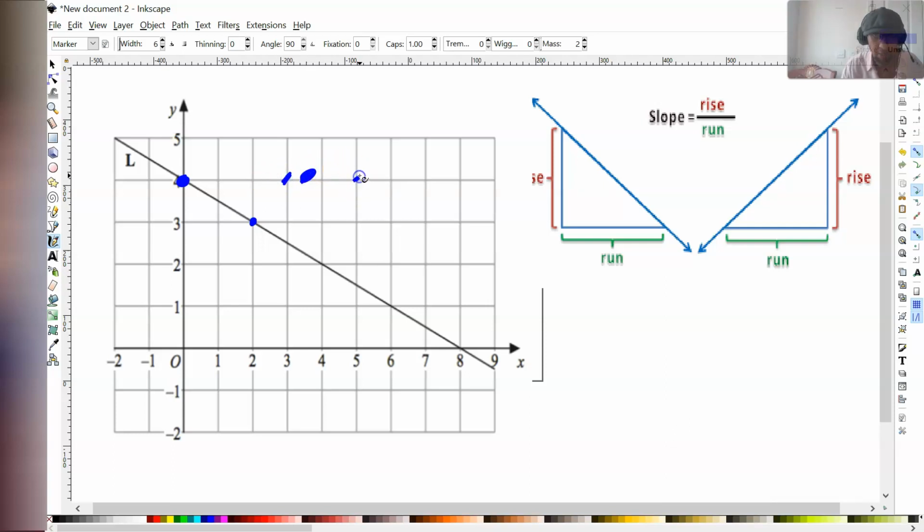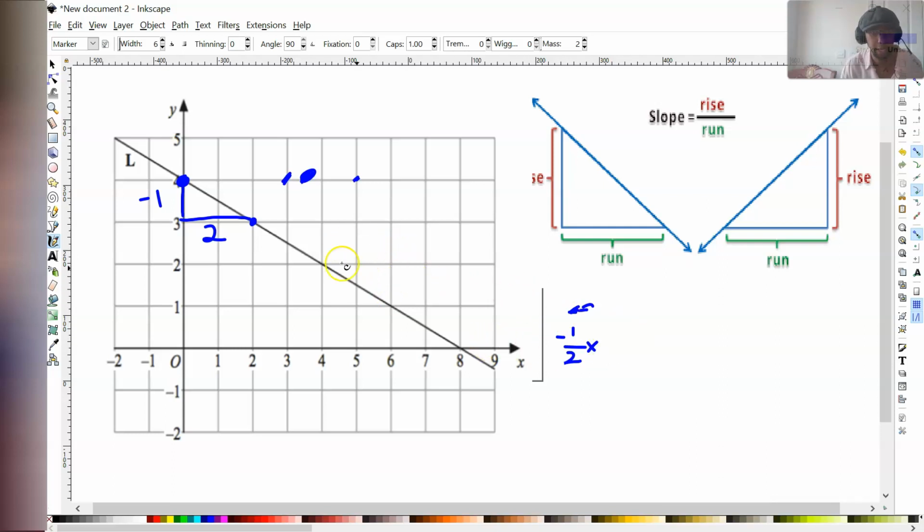So at this point, we have 1 down, so we're going down 1. So it's a negative 1, and we're going across to get to this point 2 steps. So that would give us negative 1 over 2, so we have negative 1 over 2, negative half x.